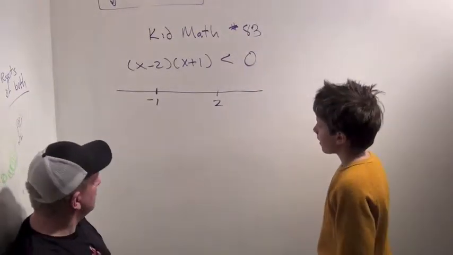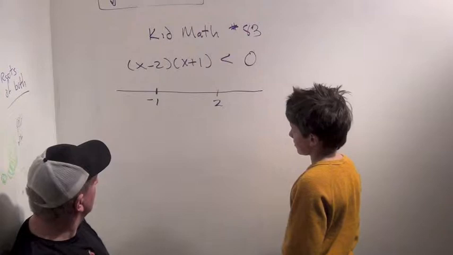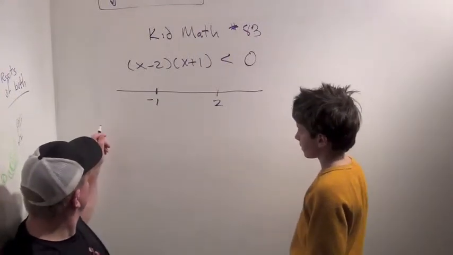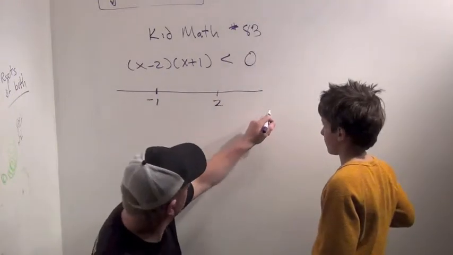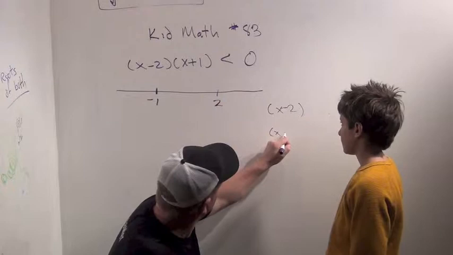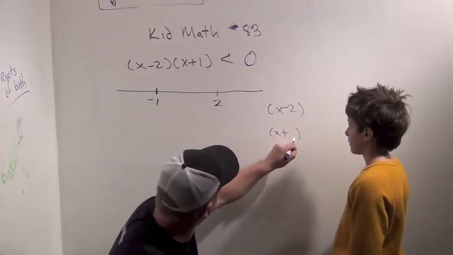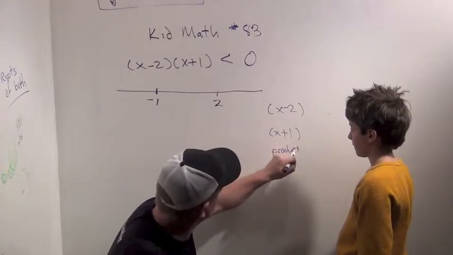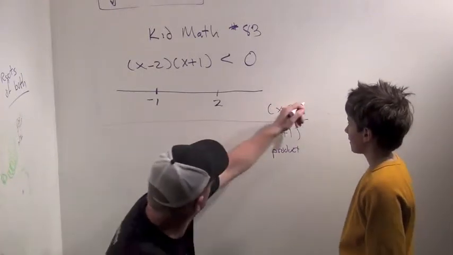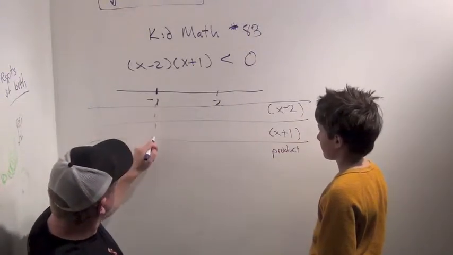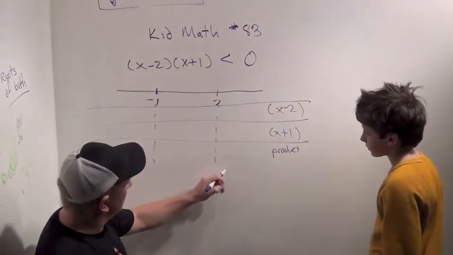Well, we can look at x minus 2, x plus 1, and the product. Since I don't have a lot of room, we'll go over here. x minus 2, x plus 1, and the product. I'm making all kinds of little silly mistakes this morning, aren't I? Okay, now we're just going to try to find where each is positive and negative.